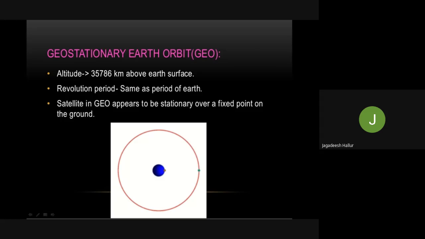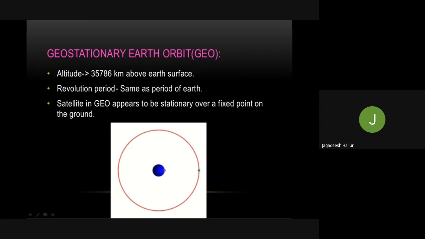The altitude of low Earth orbit is about 600 to 8,000 kilometers, and medium Earth orbit is 8,000 to 20,000 kilometers. For geostationary Earth orbit, the altitude is 35,786 kilometers above the Earth's surface. The revolution period is the same as the period of the Earth. The Earth rotates in a day, and the geostationary satellites revolve around the Earth in a day itself.